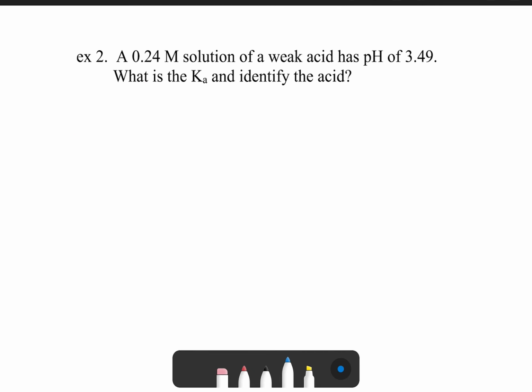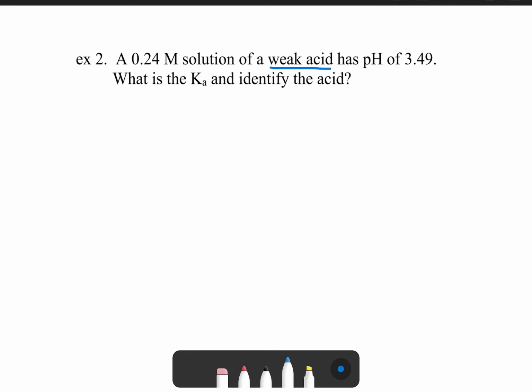Example 2. A 0.24 molar solution of a weak acid has a pH of 3.49. What is the Ka and identify the acid? In this case, we're told we have a weak acid, but we don't know the identity of the weak acid. So our starting point is to assign just a generic chemical formula here for the weak acid, and common abbreviations that are given are HA or HX. I'm going to use HA for this example.